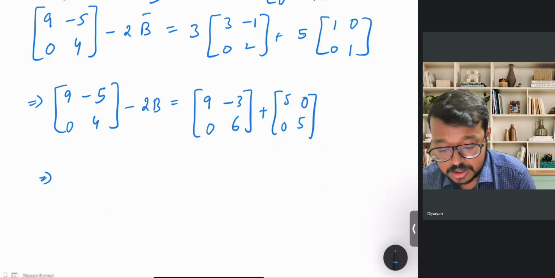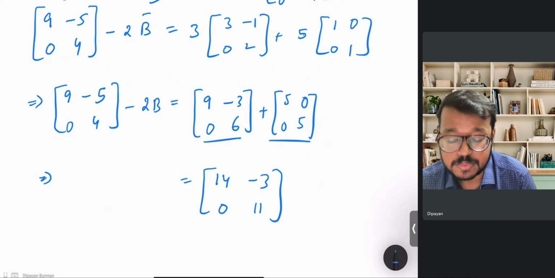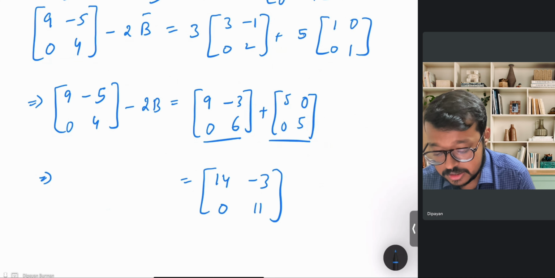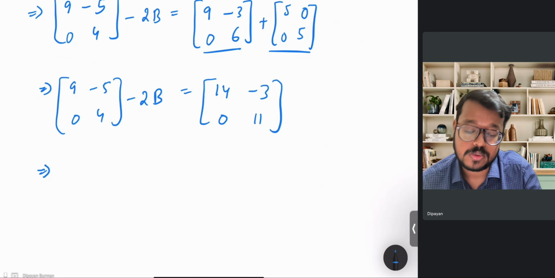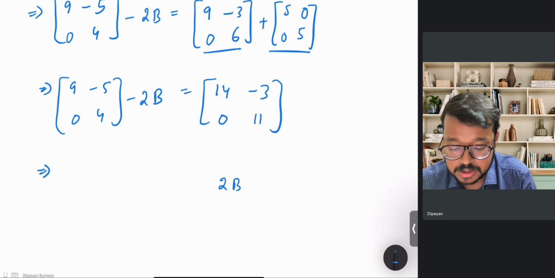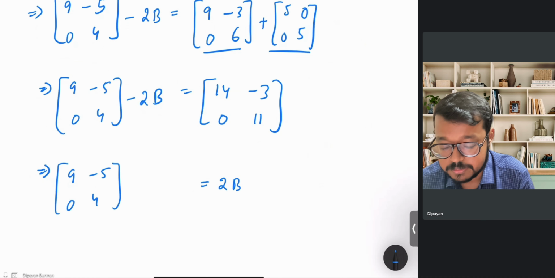Now the result of this addition will be 9 plus 5, 14, minus 3, 0 plus 0 is 0, and 6 plus 5 is 11. I just add the corresponding elements, and then this is 9 minus 5, 0, 4. Now I want to find matrix B, so let me take the minus 2B to the other side. It will become plus 2B, and I'm bringing this matrix from the right side to the left side, so it will be subtraction.